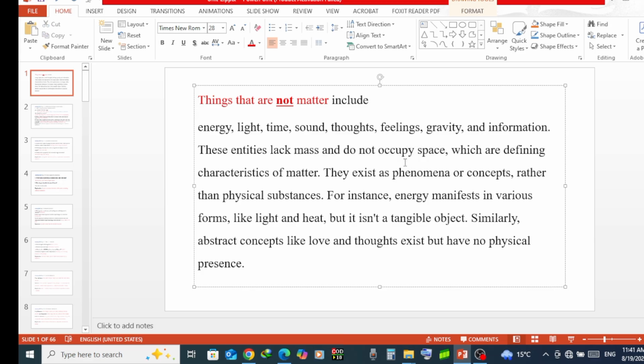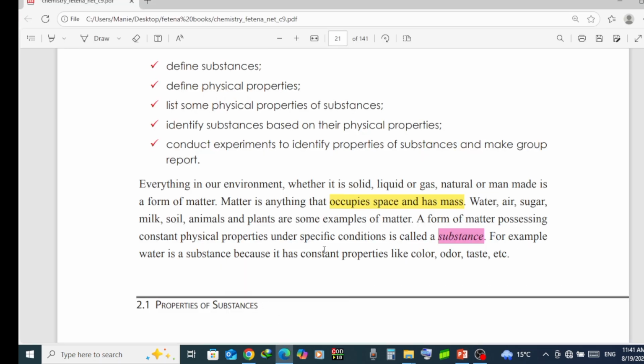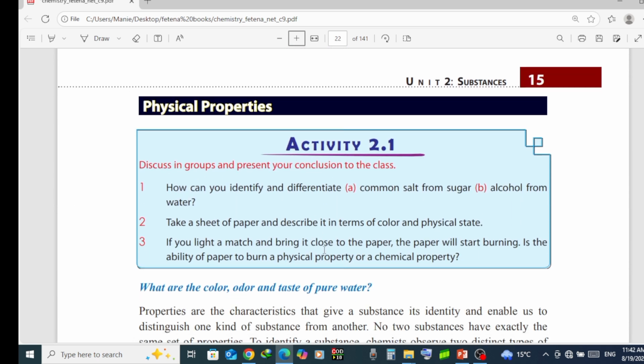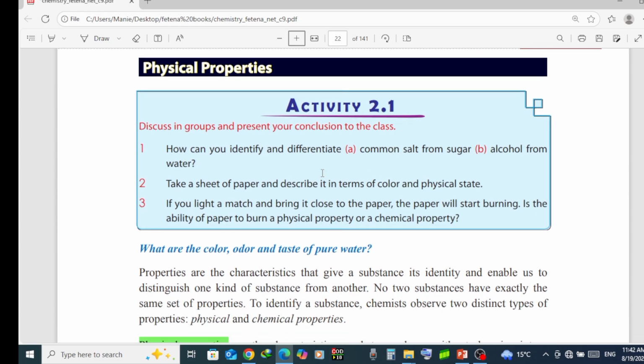Okay, so ይሄንን ለጀነራል አንደርስታንዲንግ ከያዝን ወደሚቀጥለው እንሄድ ማለት ነው። So let's go to the next part. It says you are expected to discuss in groups and present your conclusion to the class. This is activity 2.1. How can you identify and differentiate common salt from sugar, alcohol from water? So here common salt, sugar, alcohol and water, these are all matter. They are all substances. But here the question is, how can you identify and differentiate?